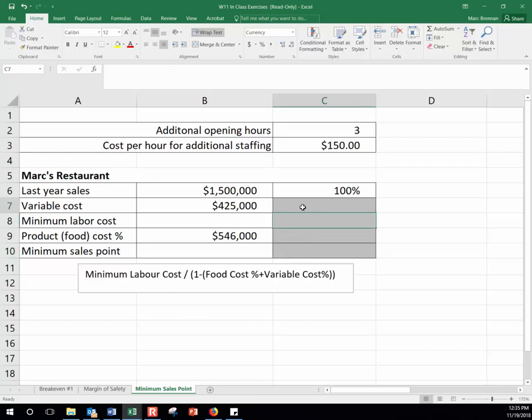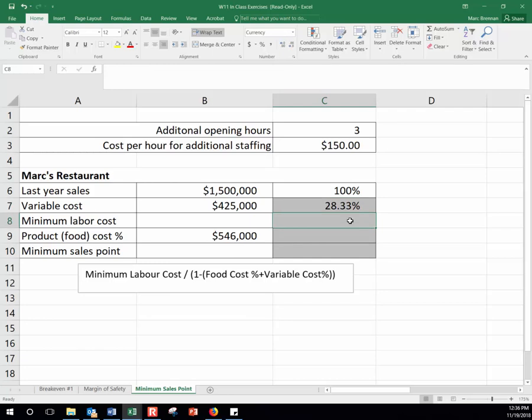So our variable costs, we want to find out our variable cost percentage. Because to find out your minimum sales point, we need to divide our minimum labor cost by 1 minus food cost percentage and variable cost percentage combined. So variable cost percentage, it's common size analysis, right? Our variable cost divided by our sales, which is always our common number. And that's going to show us that 28.33% is my variable cost percent.